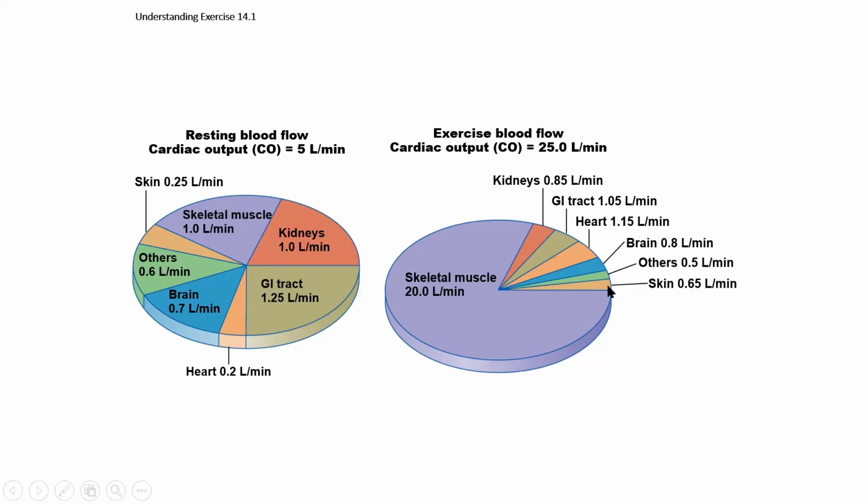And then we also see that the skin gets slightly more flow as well from that increased cardiac output, which is a part of shunting blood towards the limbs, and then also part of losing heat in terms of that excess heat production.